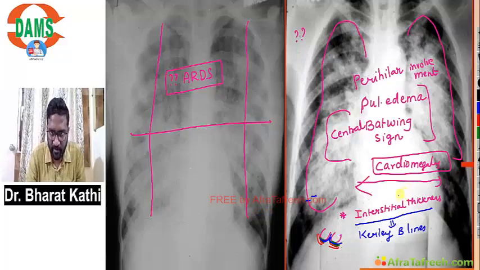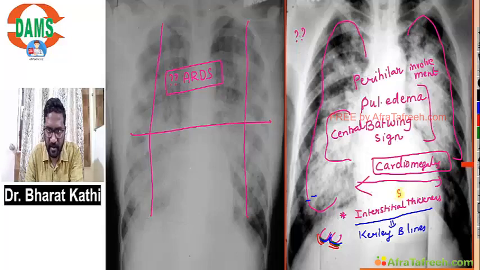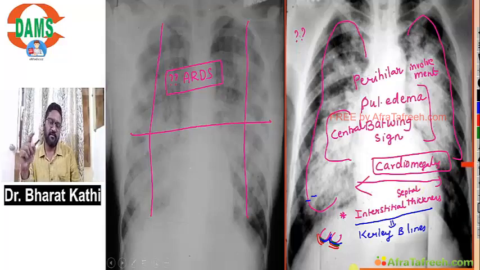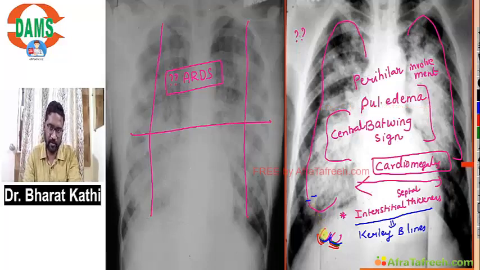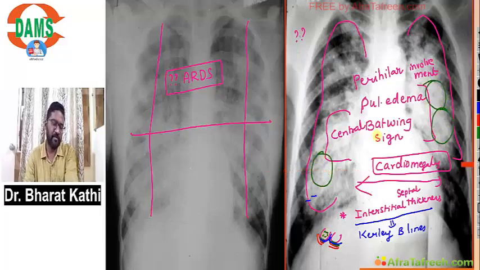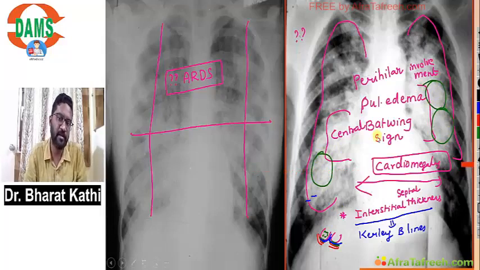If there was a CT scan, I would have explained Kerley B lines very well. The interstitial septa will get thickened, and that will appear as Kerley B lines. So Kerley B lines are features of fluid in the interstitium. Once the fluid from the interstitium goes into the alveoli, now you will have densities like this. This bat wing density is suggestive of alveolar edema. When there is alveolar edema, it is a bit difficult to identify Kerley B lines, which are generally seen at the bases of the lungs.